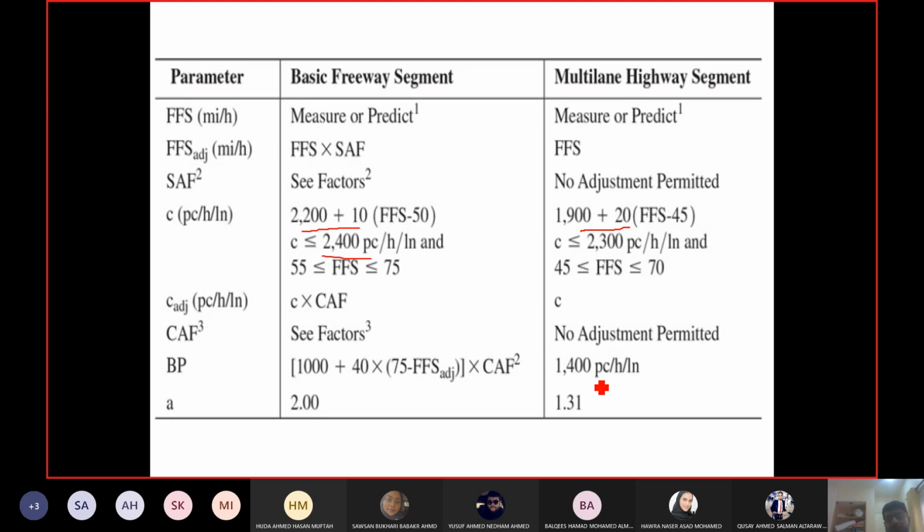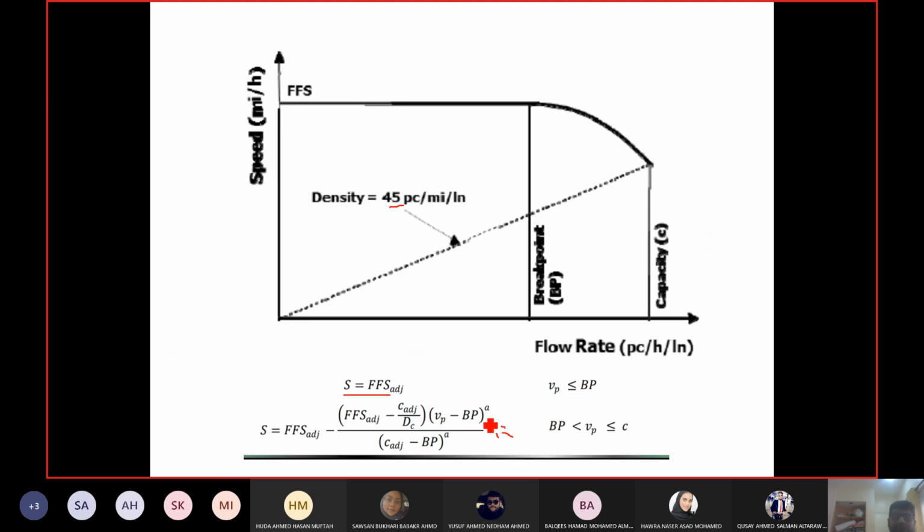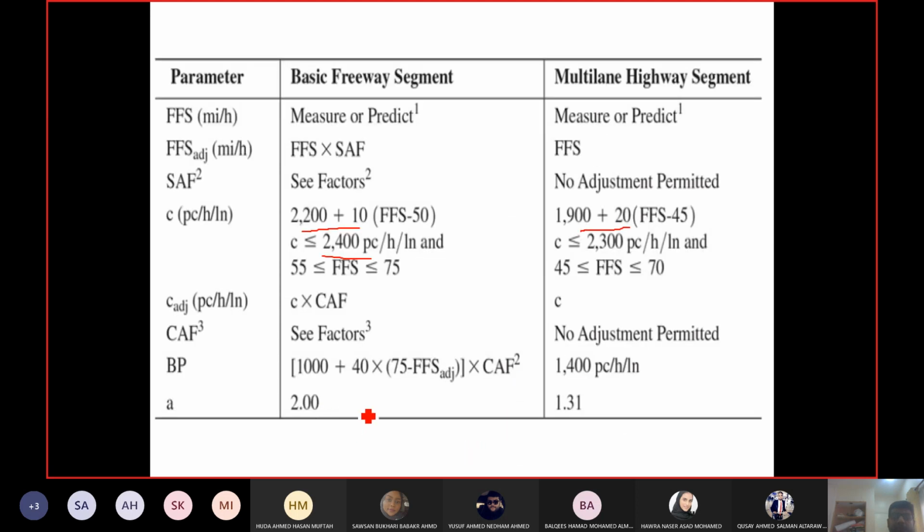For freeways, the breakpoint will be calculated using this equation. So you need the adjusted free flow speed here, and you need the capacity adjustment factor. Then if you go back here, you need a value of A here as well. So this is the value for A. For freeway 2, for multi-lane highway 1.3. Okay.